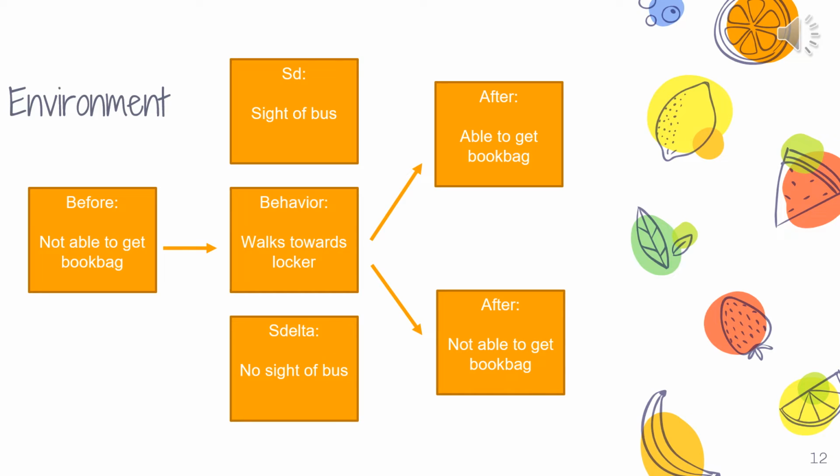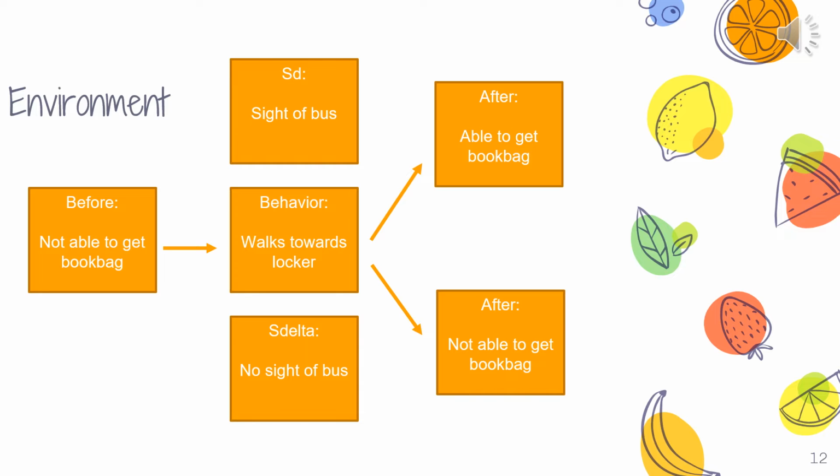Now we can look at a contingency where the environment is evoking the response. Here, the student is unable to get their book bag, and only in the presence of the SD, the sight of the bus being outside, is the child's behavior of walking towards their locker reinforced with being able to get their book bag. However, in the presence of the S delta condition, no sight of the bus outside, the child walking towards their locker is not reinforced, and they are still unable to get their book bag.